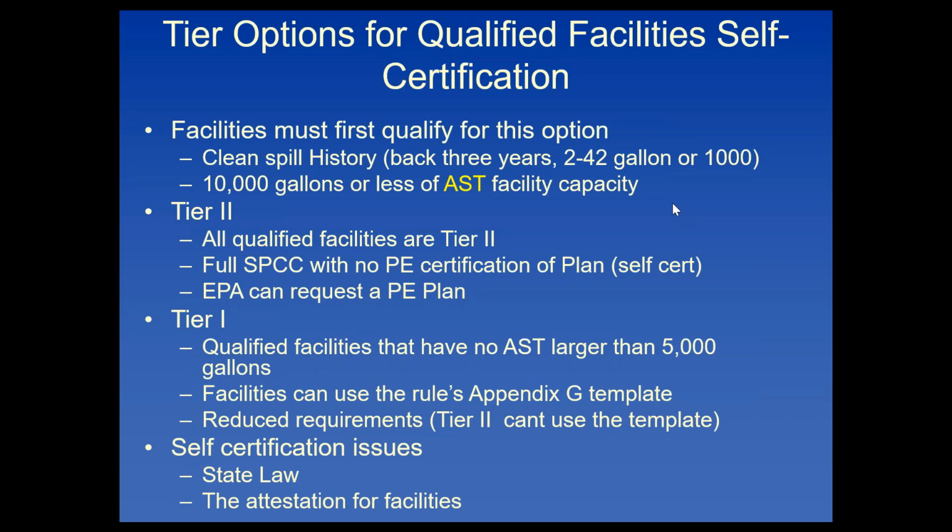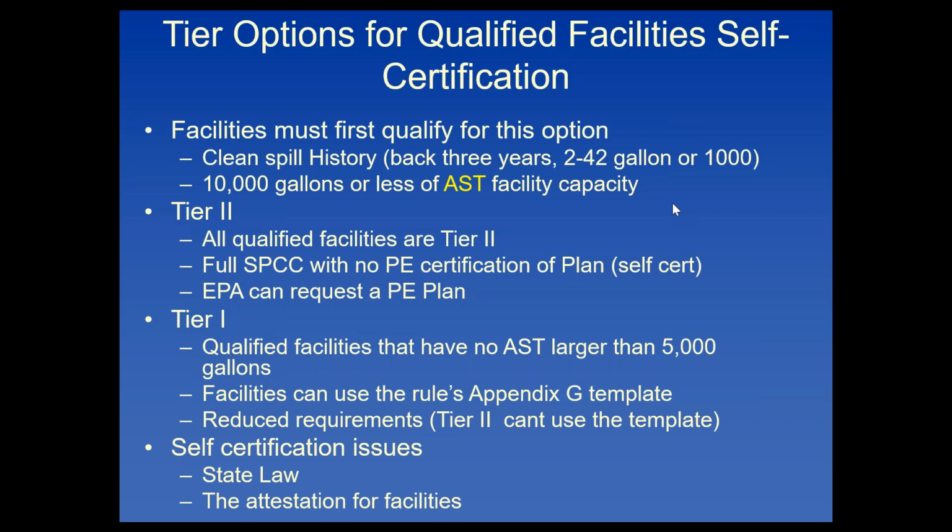The other one is 10,000 gallons. So if you have 10,000 gallons or less, then you meet the second criteria, you are a qualified facility. That means all qualified facilities, second bullet, are tier 2. What does that mean? That means you're going to do the full SPCC plan. So you take our sample plan that's on our webpage, which we'll show you, and you fill that out, but you are certifying the plan, not the PE.